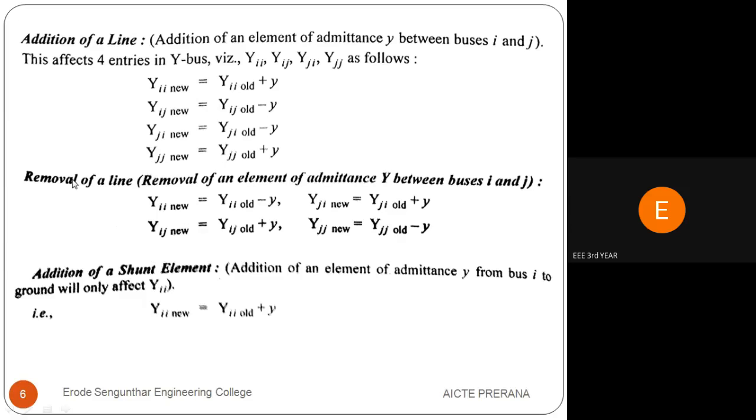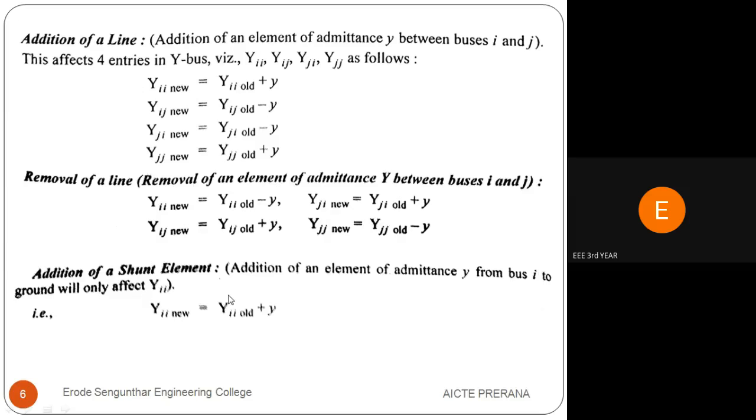That is, Yii(new) is equal to Yii(old) minus Y, whereas Yji(new) is equal to Yji(old) plus Y. Just look at the above equation and compare it with this one. You can clearly understand that for adding, the element is added to the diagonal values, whereas for removing a line, we have to subtract the value from the diagonal value.